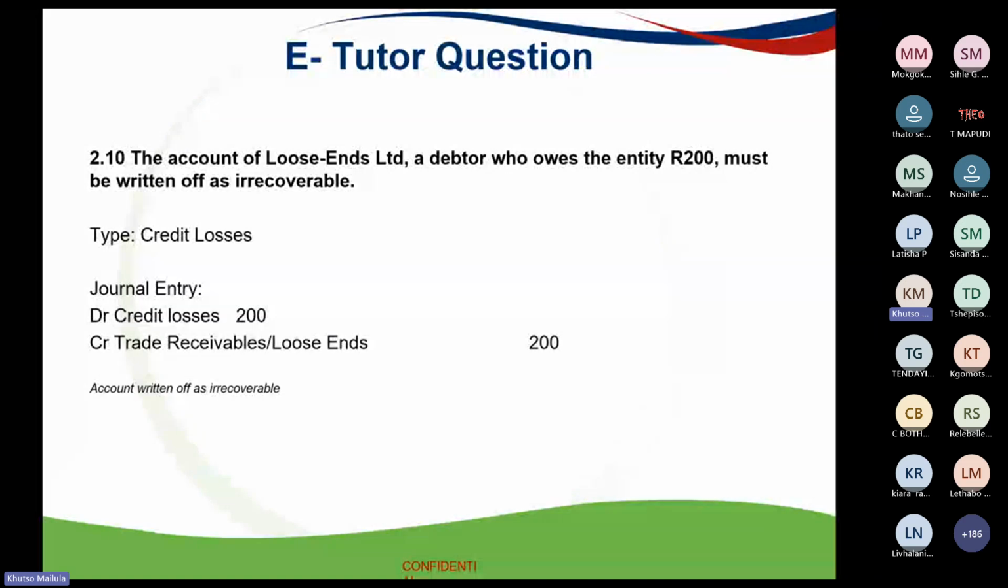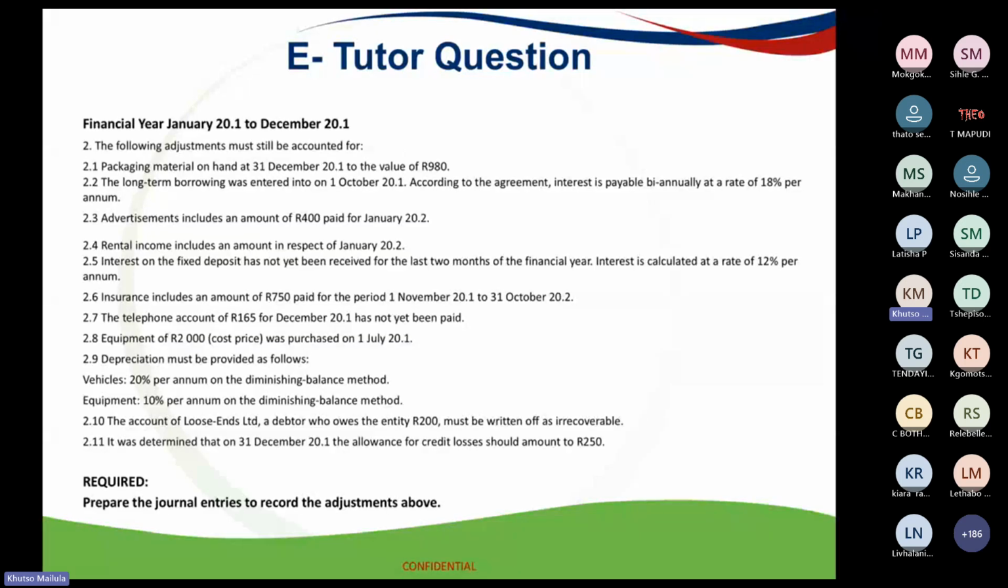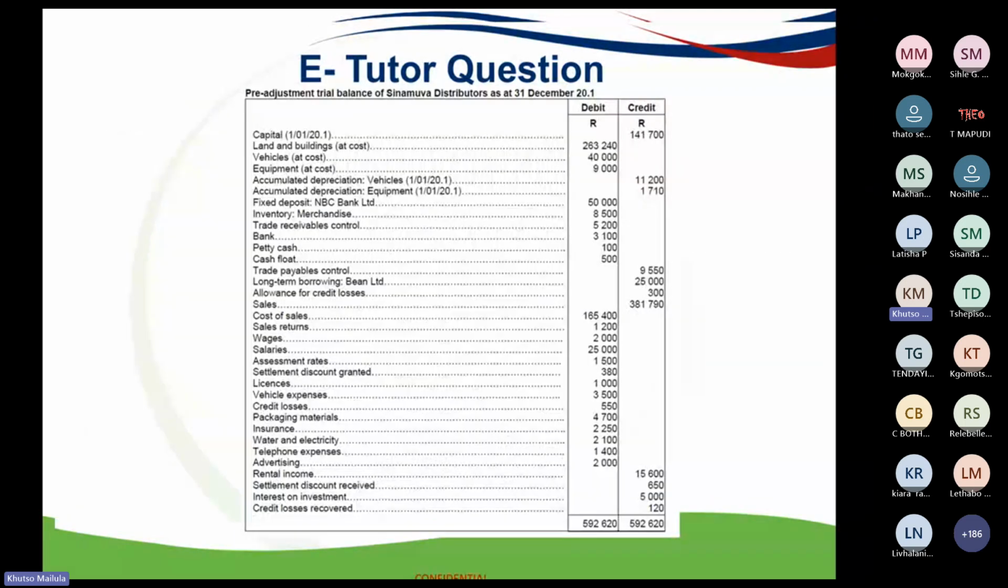And then our final question: it was determined that on 31 December 2001, the allowance for credit losses should amount to 250. Just as a reminder, when we closed our books on 31 December 2001, our credit loss was 300. So allowance for credit loss was 300. I hope we saw it. It's this line.